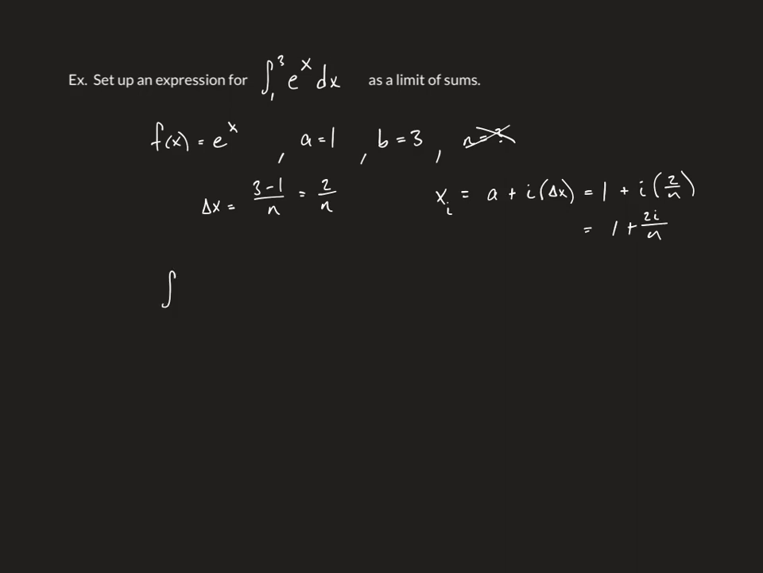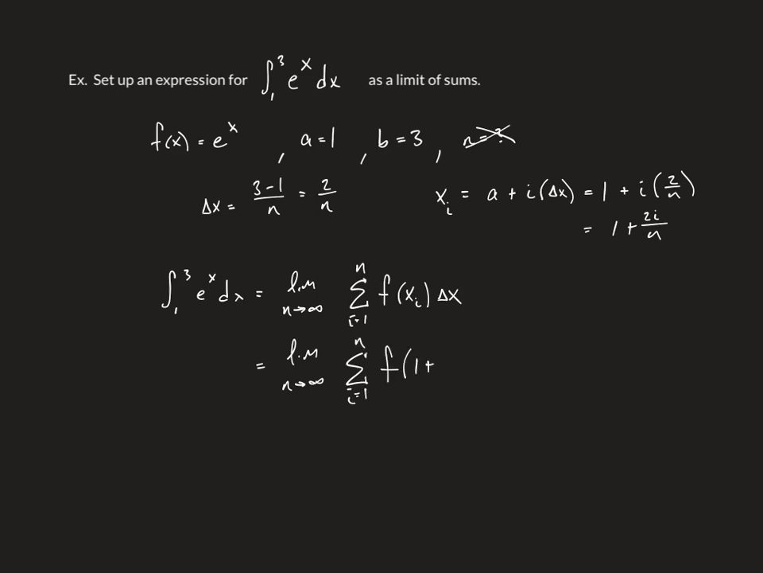So we end up with this integral from 1 to 3 of e to the x dx being the exact same thing as the limit as n approaches infinity of the sum of rectangles from our first through our nth of f of xi times delta x, and this is where I can replace xi with the value that we've just calculated. All right, we've set this thing up.